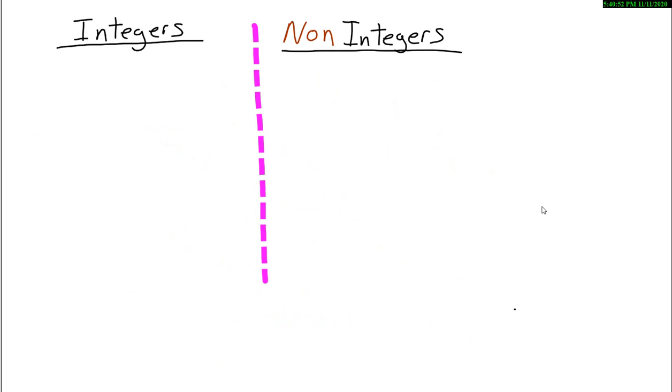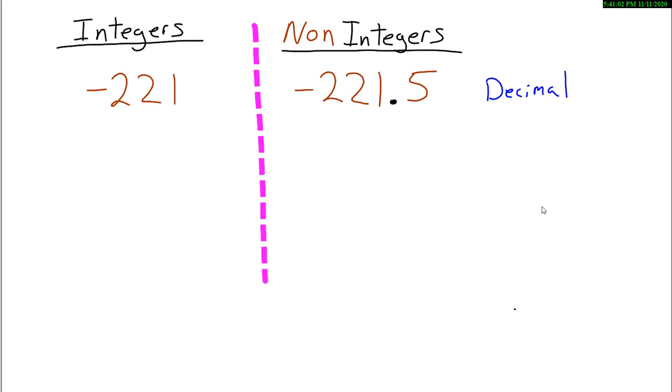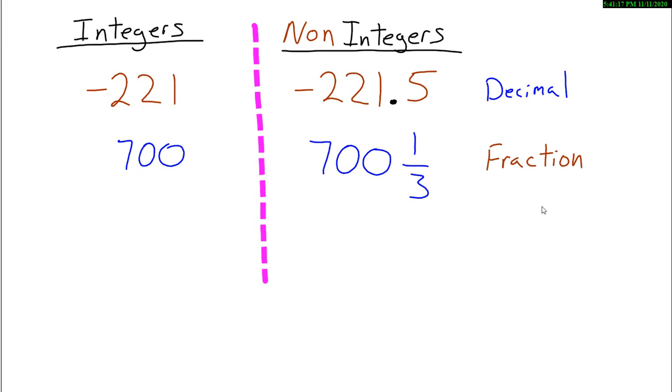All right, so now let's look at, for example, this is an integer, -221. But that is not an integer because it has a decimal to it. It's in between -221 and -222. All right, let's take another, 700. That is an integer. But if you had 700 and a third, see that's a fraction there? That is not an integer.